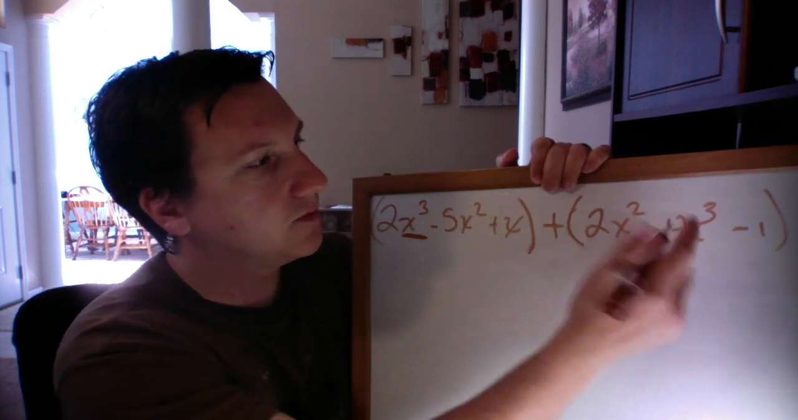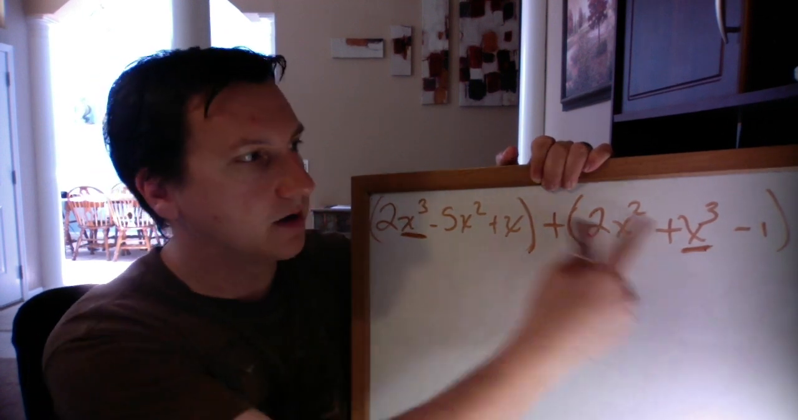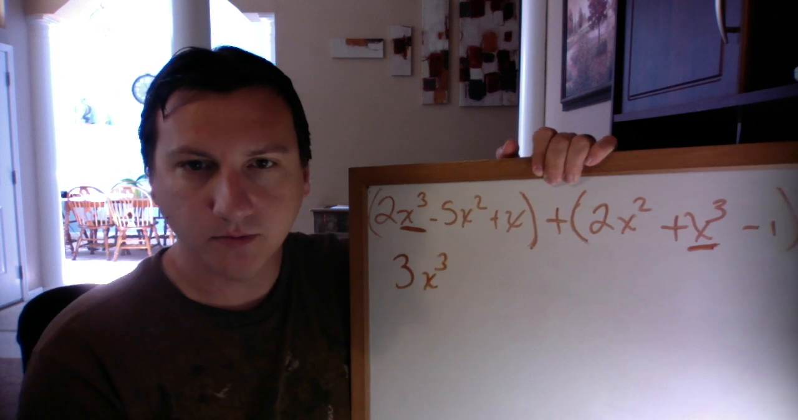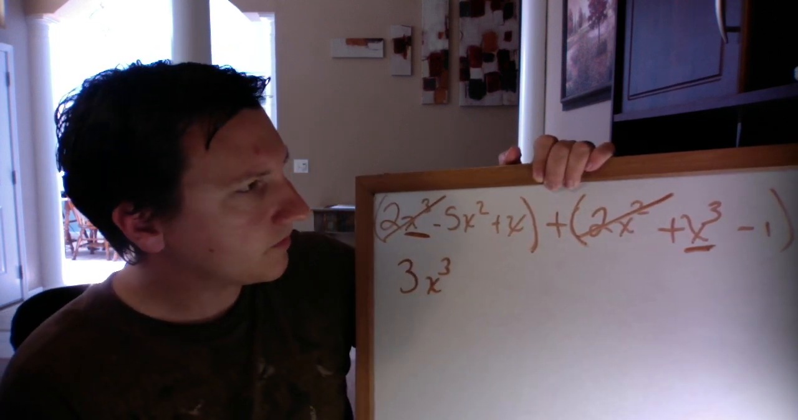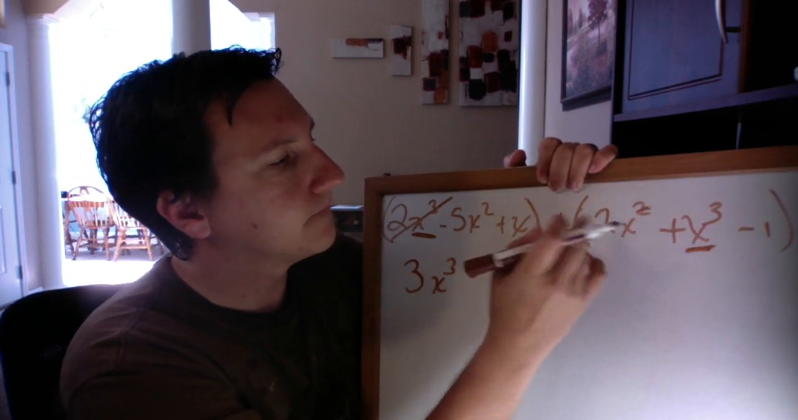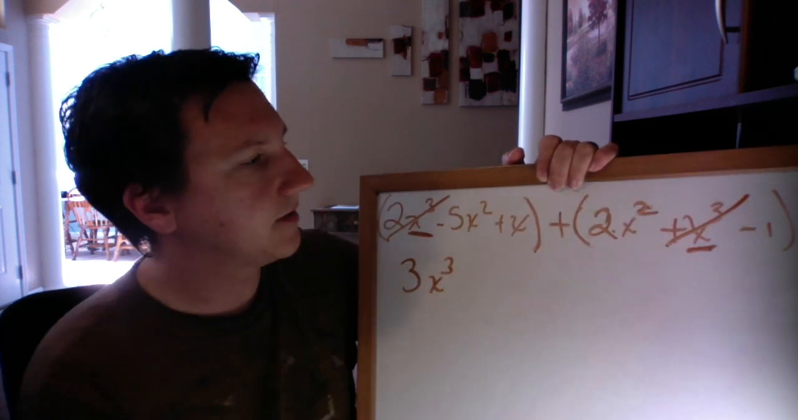So I have 2x cubed plus x cubed. That is the same as 2x cubed plus 1x cubed, which is 3x cubed. Okay, so I'm going to go ahead and cross those out because I know I'm done with them. And then I have, oh, see, look, I did, that wasn't right. 2x squared, that should say that. Cross that one out, my bad.